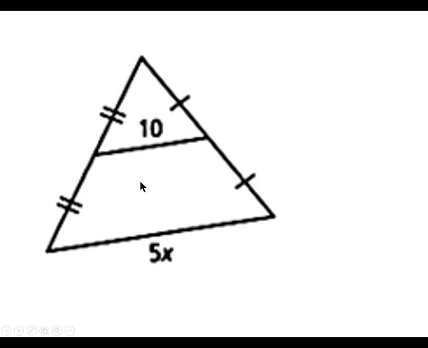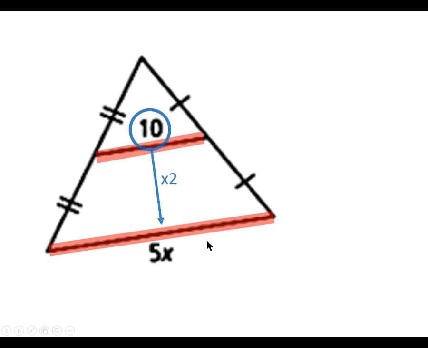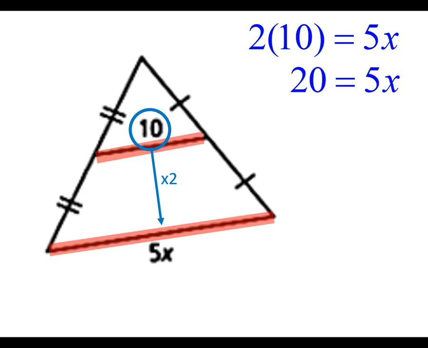Let's try that again for another of these medium level problems, and then we'll get to the hard ones. Take a moment, see if you can find x. Okay, we have the two sides we care about. We have this midsegment and the side it's parallel to. We know if we take the length of the midsegment and double it, we'll get the length of the side. So we're looking at 10 times 2 is equal to 5x, and then solving that equation. 10 times 2 is going to be 20. So we have 20 is equal to 5x, and then divide by 5, and we'll get 4.